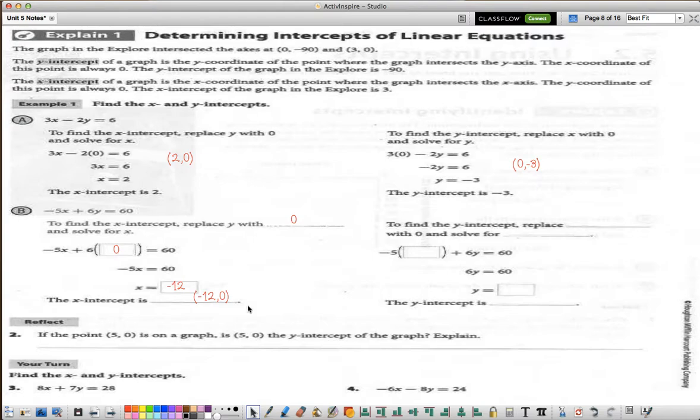Now, you could also say that the x-intercept is just -12. Typically, when they ask you for the x-intercept, you want to say -12, 0. You want to give the point. However, when we talk about putting things into slope-intercept form, you're going to need to understand that the y-intercept is just the number from the ordered pair.